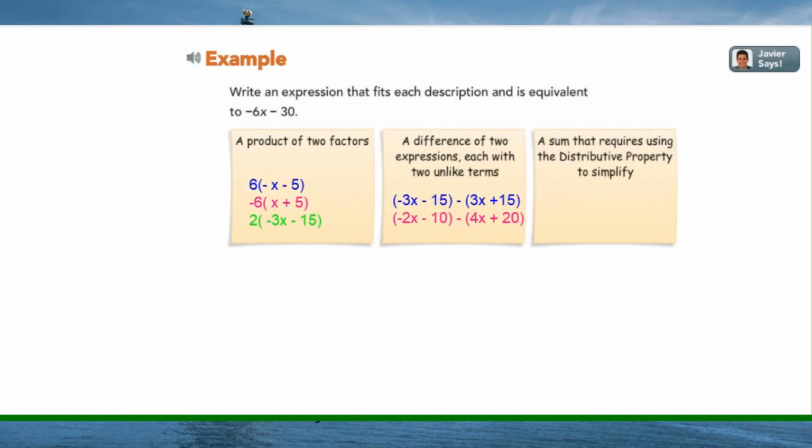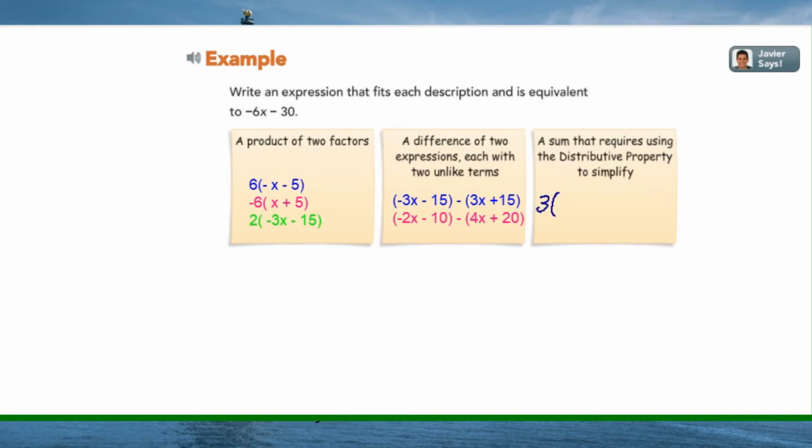The last one says a sum that requires using the distributive property to simplify. So that means it's going to be similar to this second one, except we're going to actually have to distribute numbers other than 1 or negative 1. So I'm actually going to use this blue one here as a template. So I'm going to separate this and actually factor this part out. I'm going to look for a common factor between negative 3x and negative 15. Well, I can actually factor out a 3.